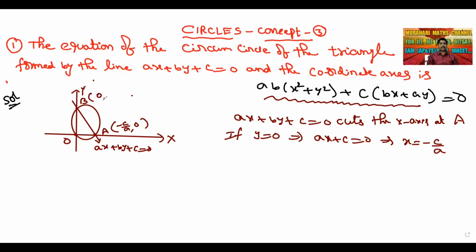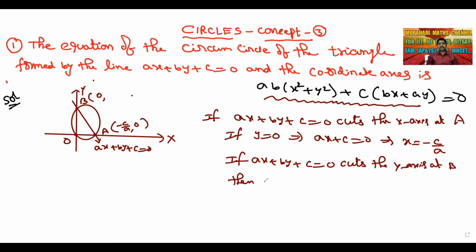On the y-axis the x coordinate is 0. The line ax plus by plus c equal to 0 cuts the y-axis at B. If x is equal to 0, then find the y value. by plus c is equal to 0, therefore y is equal to minus c by b. This point is 0 comma minus c by b.